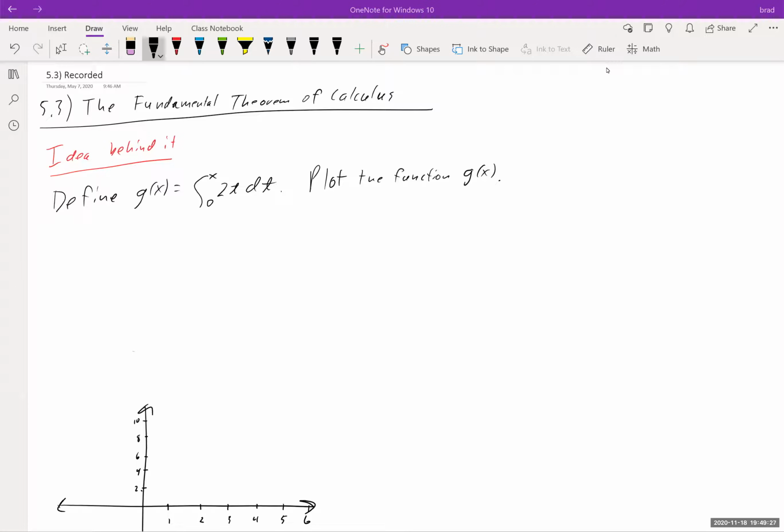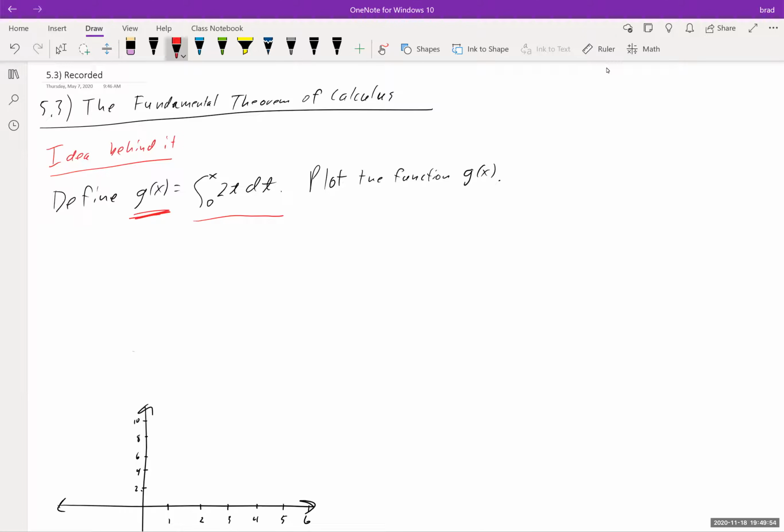So basically, we have this function g of x, okay, and we've defined it as the integral from 0 to x of 2t dt. And we want to know how to use the fundamental theorem of calculus to work with this problem. But since we don't really know how to do that yet, what we normally do when we're not sure how to work with something is plot it, graph it, and get a feel for it, okay?